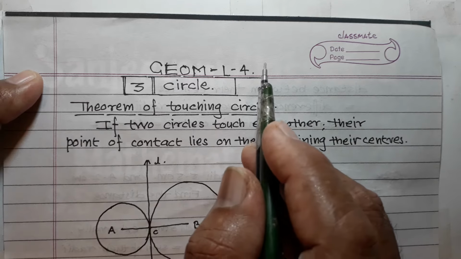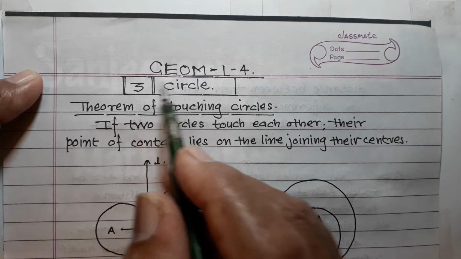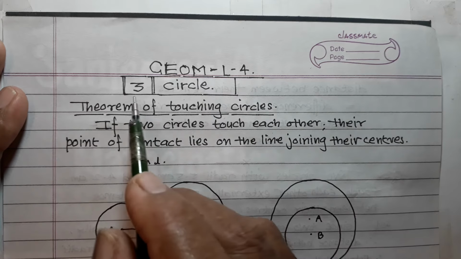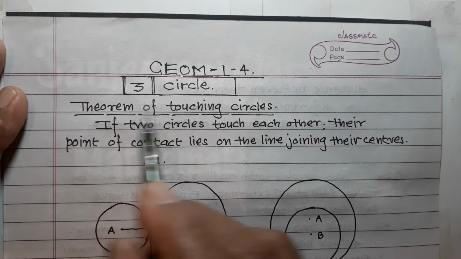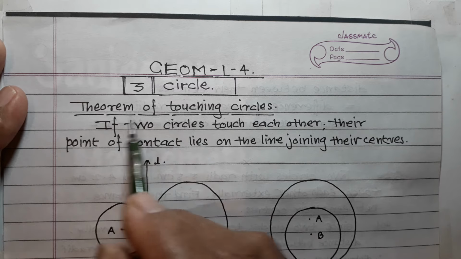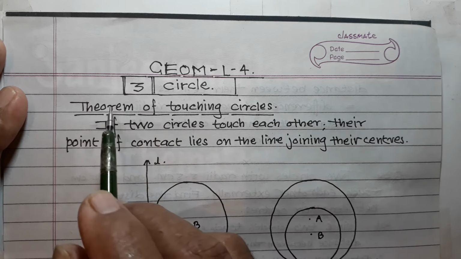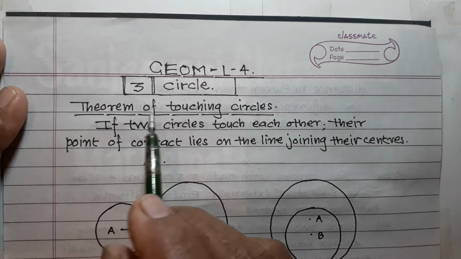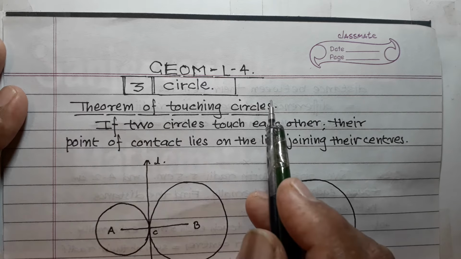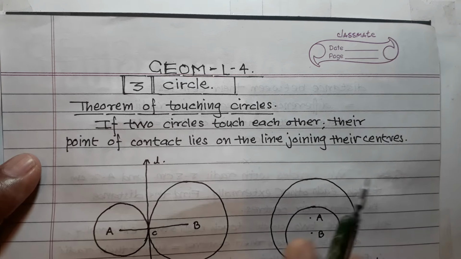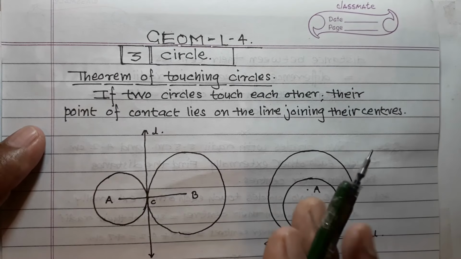Geometry lecture number 4, chapter number 3, circle. In this lecture, I am going to explain a new topic, the theorem of touching circles. There are two types of touching circles, externally and internally. Now, try to understand this concept.